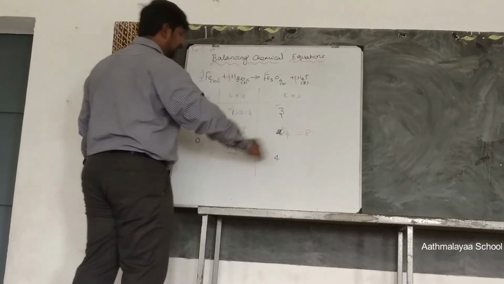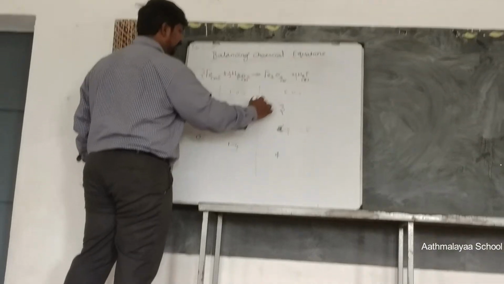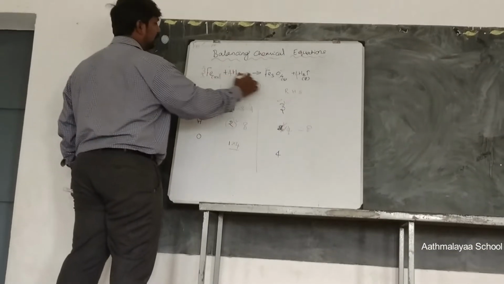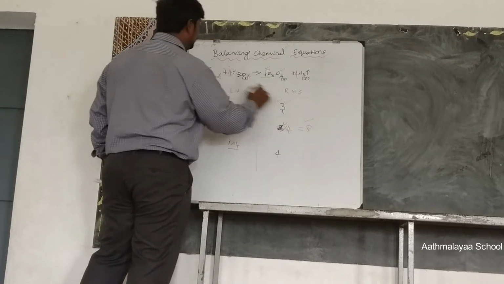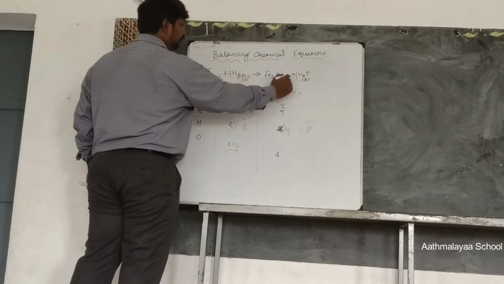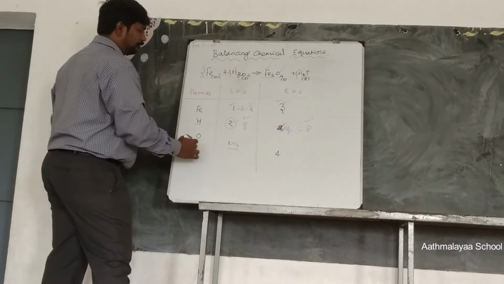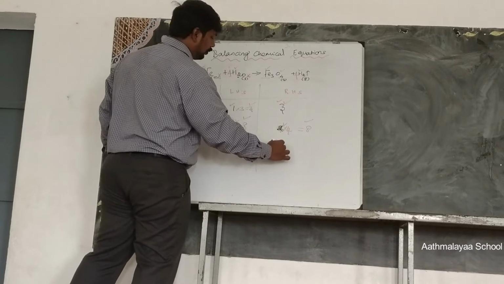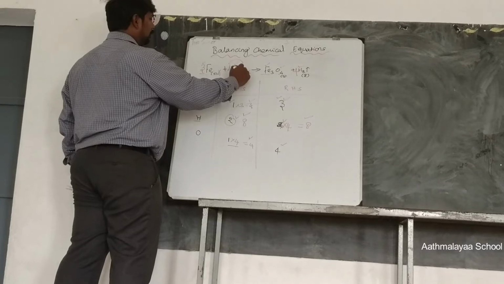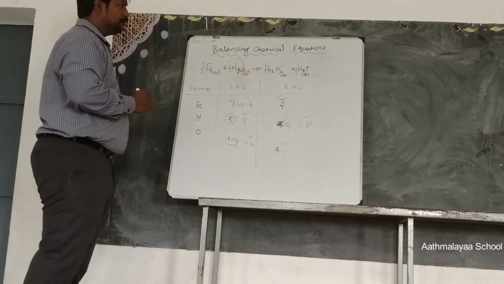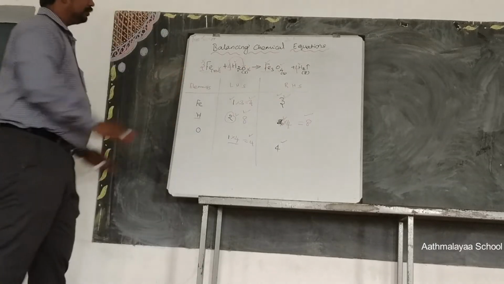Now check the correctness of the equation on both the sides. That is iron 3 on both the sides. 3 iron on both the sides. Okay. Hydrogen 8. 4 into 2, 8 hydrogen. 4 into 2, 8 hydrogen. Okay. And then oxygen 4. This 4 includes this oxygen too. 4 oxygen on this side and 4 oxygen on this side. Okay. So now the equation is balanced.